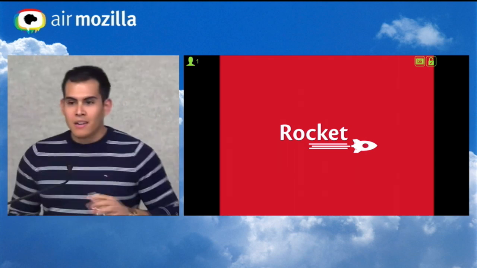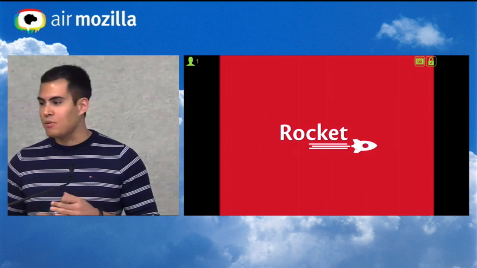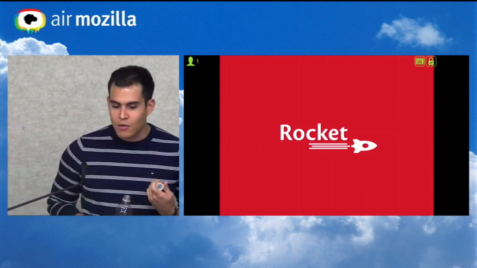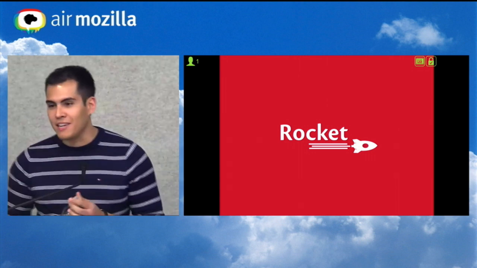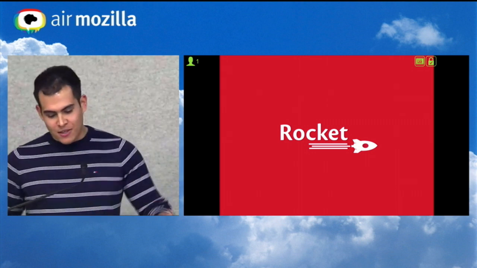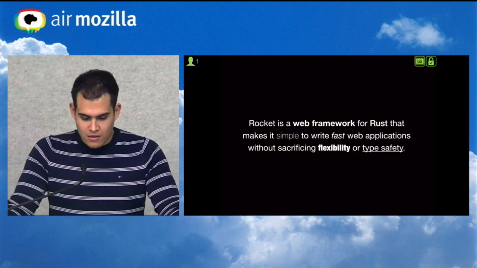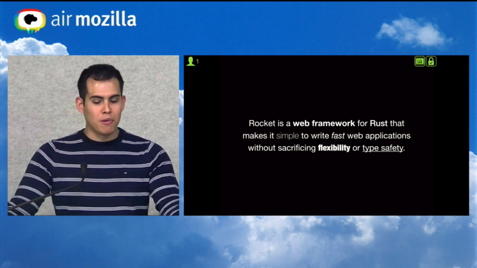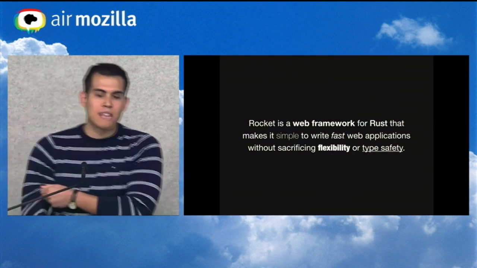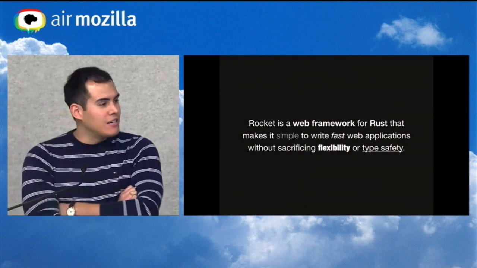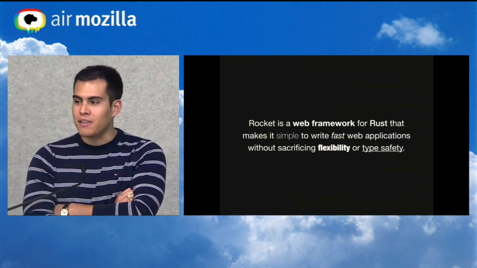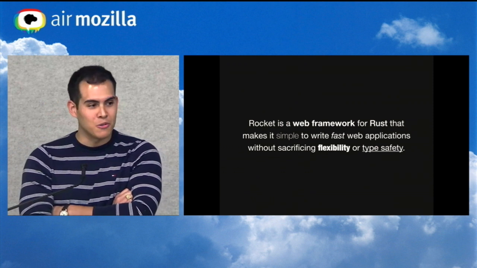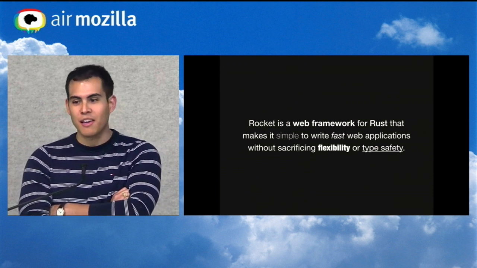Awesome. All right. Hey, I'm Sergio. We're talking about Rocket, the web framework, not the physical item. But I can also talk about the physical item if you want. So Rocket is a web framework for Rust that ideally makes it simple to write very fast web applications without sacrificing flexibility, as in you should be able to do what you actually want to do, not what the web framework makes you do, or type safety, as in you shouldn't have to unwrap or use dynamic typing to get your things in the type that you want them to be.